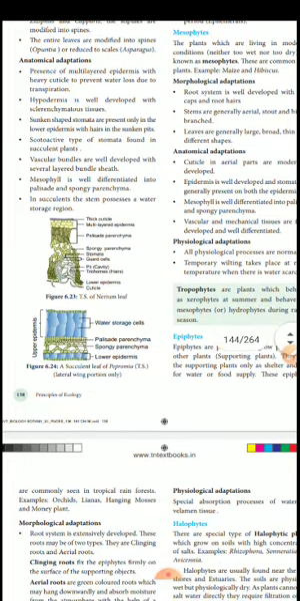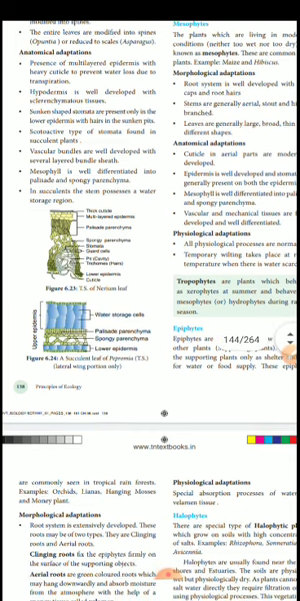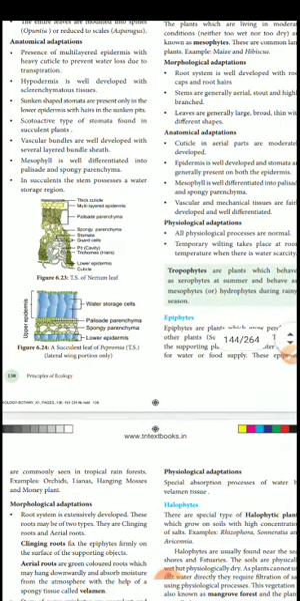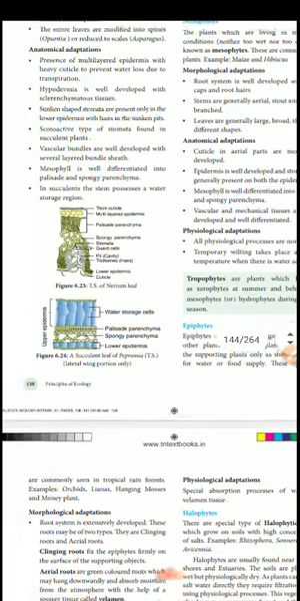So next we go for the anatomical adaptation. Anatomical adaptation means a multi-layer epidermis with a heavy cuticle. What is the purpose of that? It prevents water loss at the time of transpiration. Okay, hypodermis: hypo means under, dermis means skin, and it is well developed with sclerenchymatous tissue. It is well developed in sclerenchymatous tissue only.